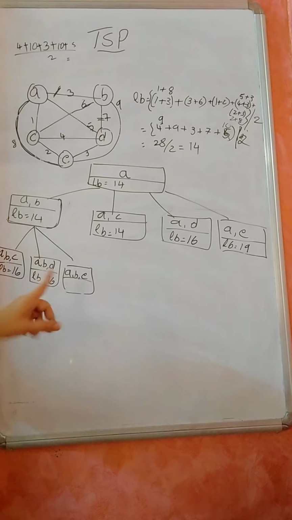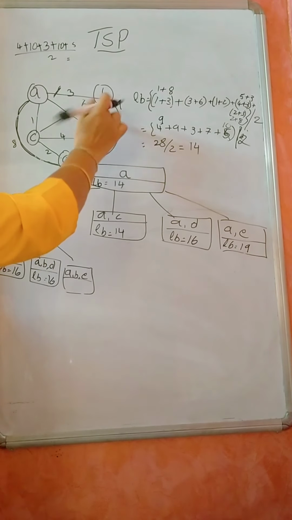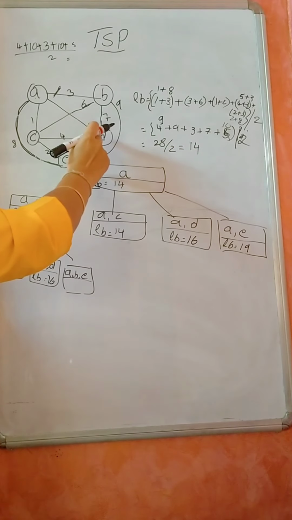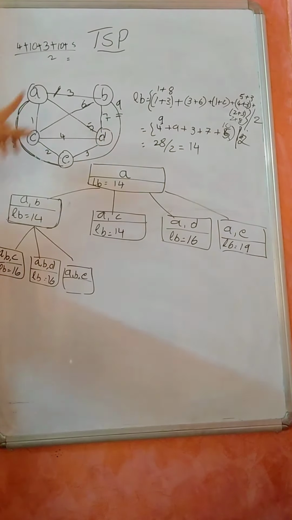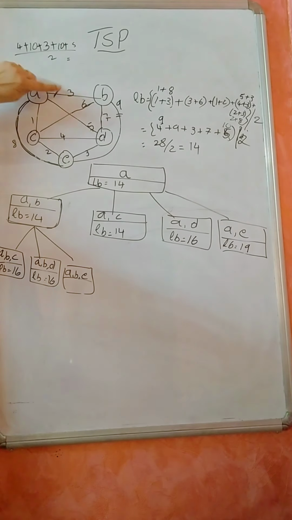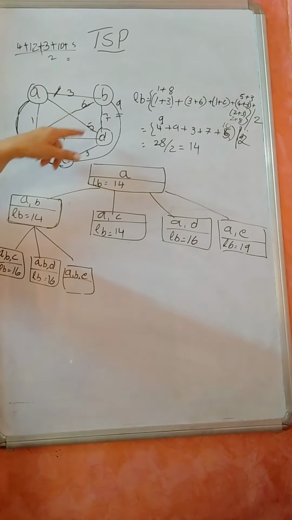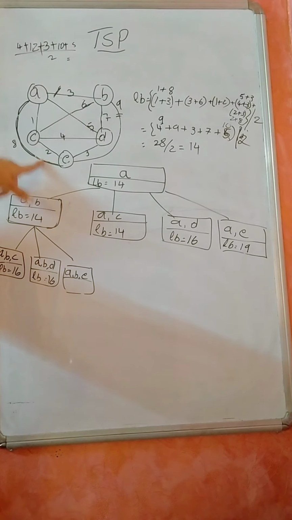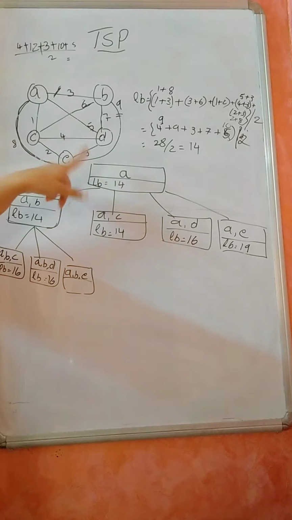Now A to B, B to E. A to B, 3 is fixed, and B to E, 9 is fixed. So 3 is fixed and 9 is fixed. So 1 plus 3, 4. Next from B, 9 plus 3, 12. Now from C, 1 plus 2, 3. From D, 4 plus 3, 7.